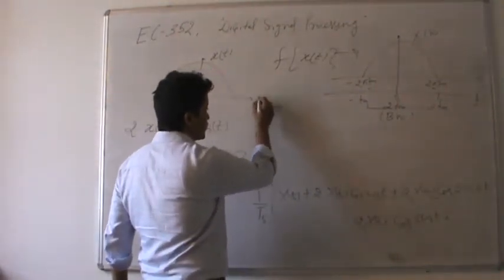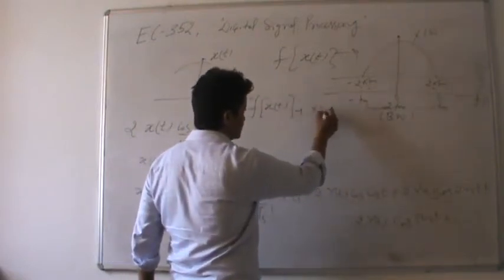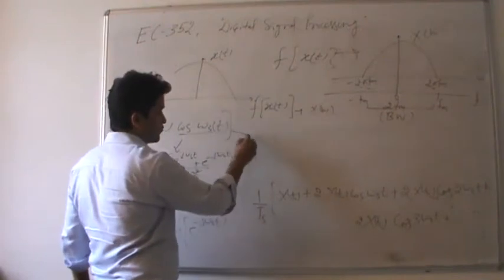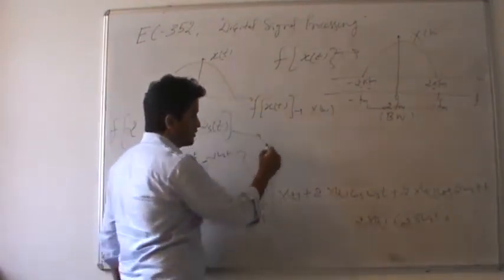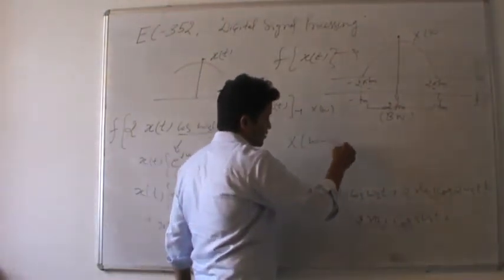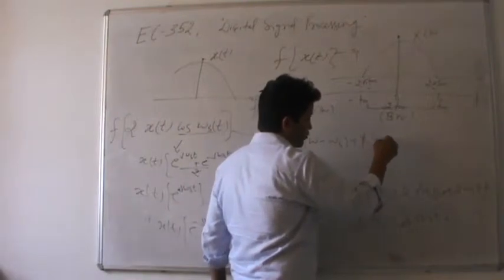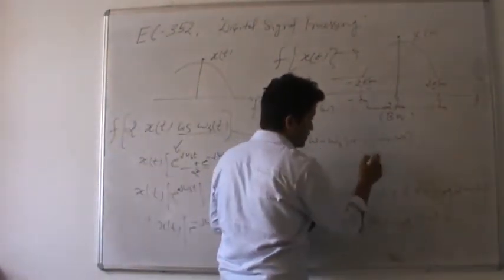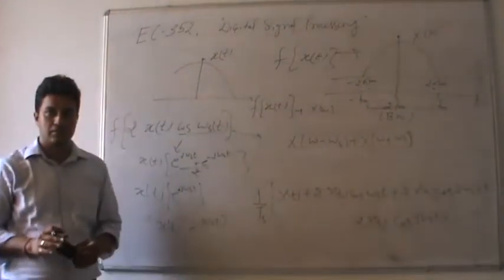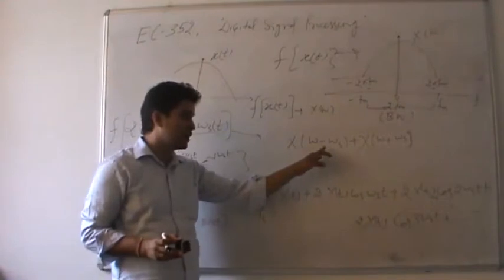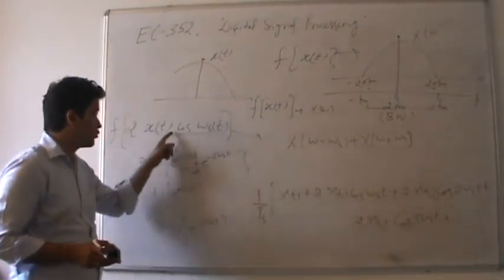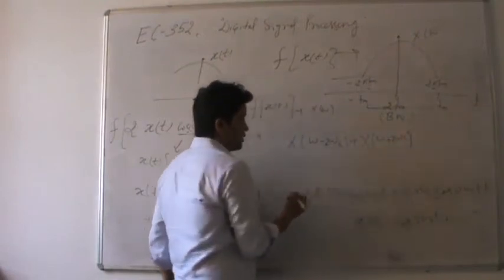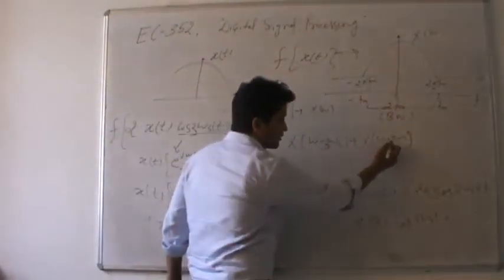So the resultant content of this equation will be, if the Fourier representation of x(t) is X(ω), the Fourier representation of this equation will look like X(ω − ωs) + X(ω + ωs). Okay, let it be more clear. Is it alright? So X(ω − ωs) + X(ω + ωs). This is the calculation for cos ωs t. If we have 2ωs t here, this will become 2ωs there. If it is 3 here, this will become 3 here and 3 there, and so on.